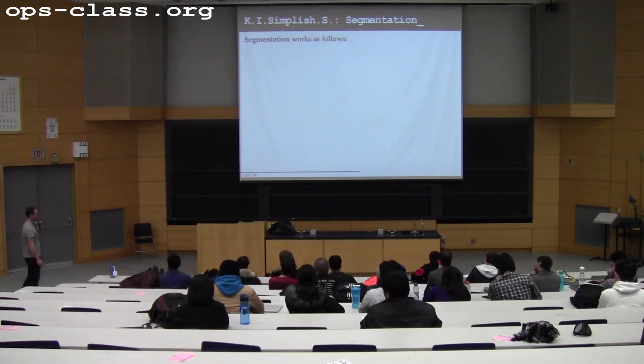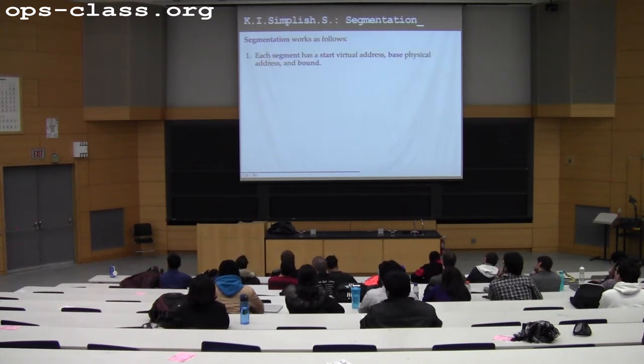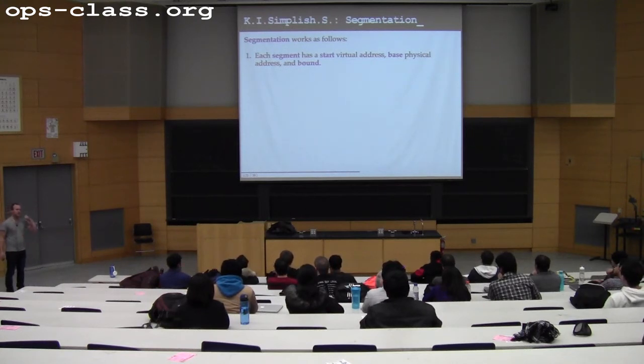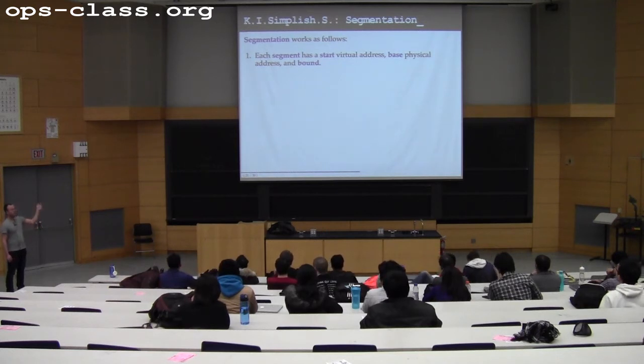So here's how this works. I need one more piece of information, because before with base and bounds, it was implicit that the start was zero. So here, every segment now has a start virtual address, a base physical address, so the start virtual address maps to the base physical address, and then a bound.